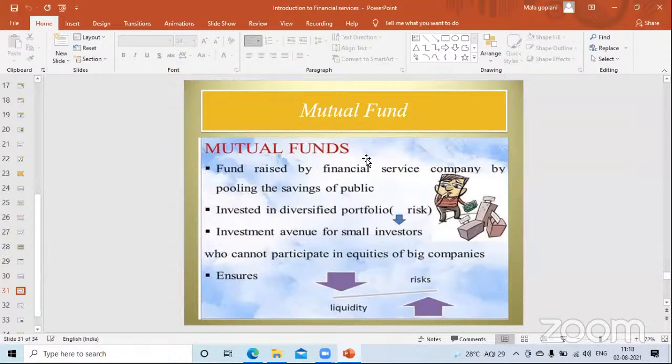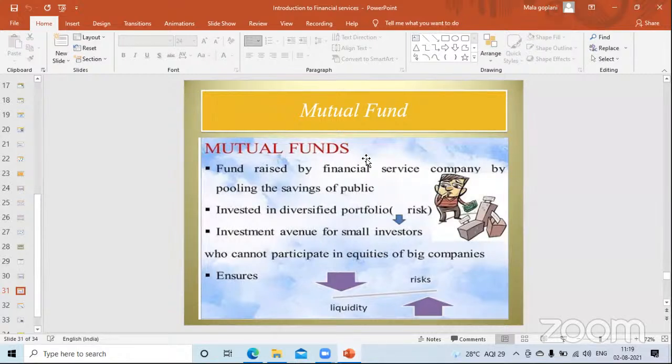So funds are raised by a financial service company by pooling the savings of the public and invested in a diversified portfolio. Suppose the funds collected from the public are 3 crore rupees. You will not invest this 3 crores in one particular company. You will choose different avenues and invest in them on behalf of the public.